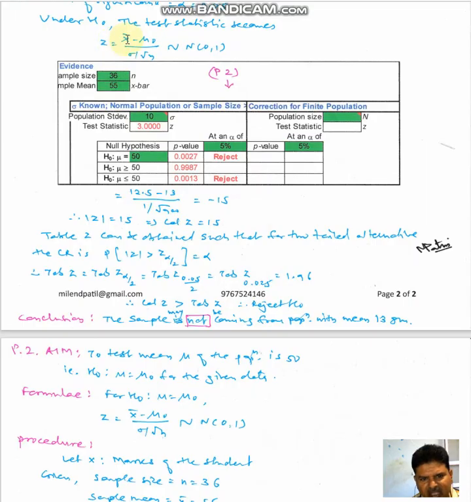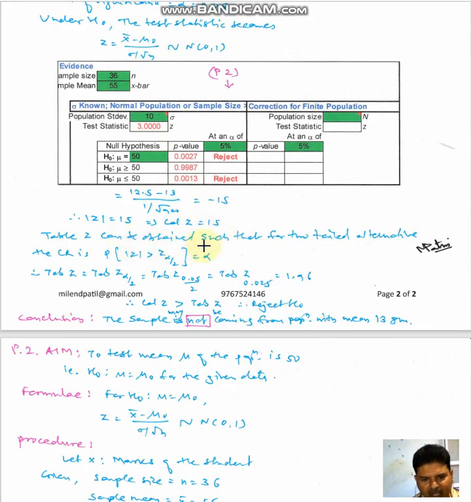My x bar in this case is 12.5. My mu naught is 13 and n is 900. So if you solve this, that will give me the value minus 15. Since the value of Z in this case is negative, convert this into positive. So take the mod of Z. So calculated value of Z is equal to 15.